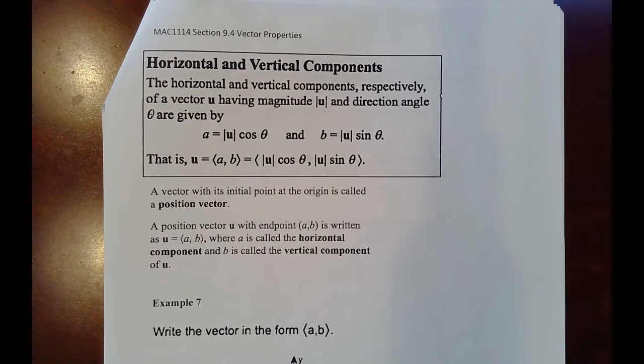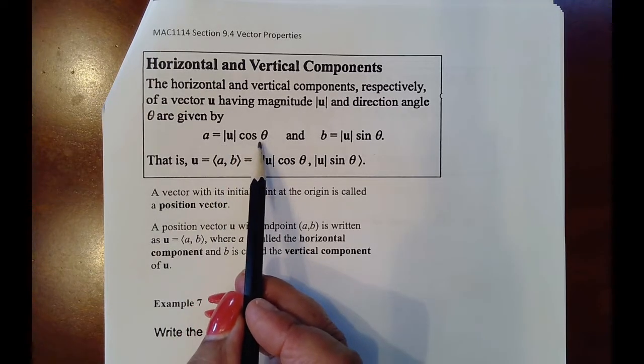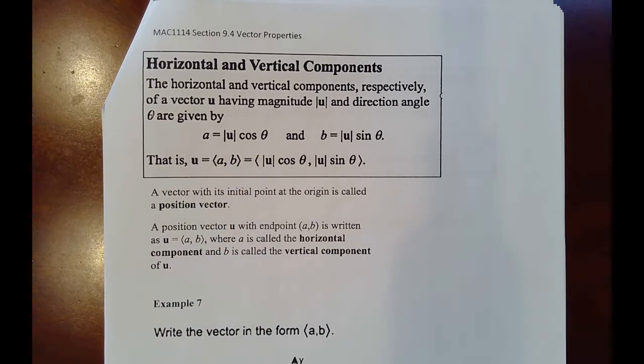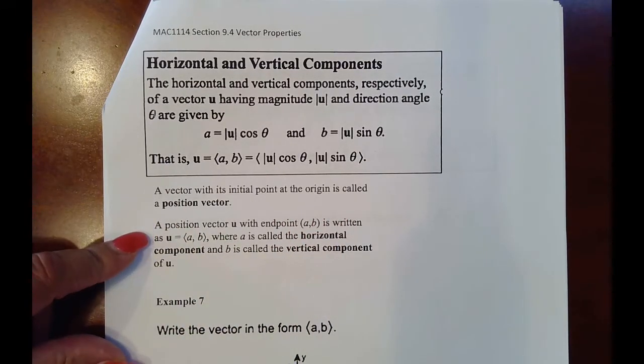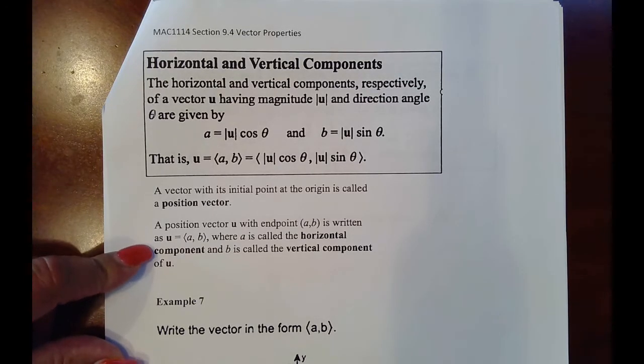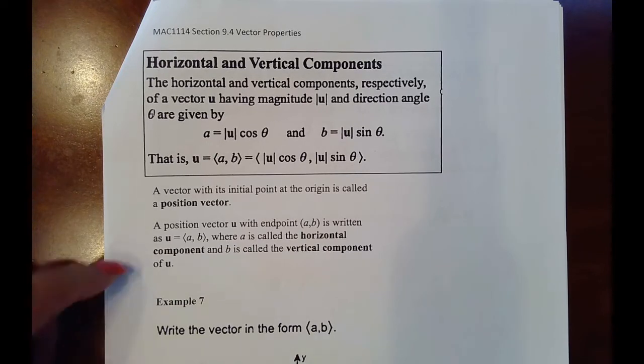Okay, here we talk about formulas for finding a vector. The formulas that we're looking for work off of an angle and the magnitude of the vector, in order to get the front and back component, in other words, the horizontal and vertical component. A vector with its initial point at the origin is called a position vector. A position vector with endpoint AB is written as vector U, where A is called the horizontal component and B is called the vertical component.